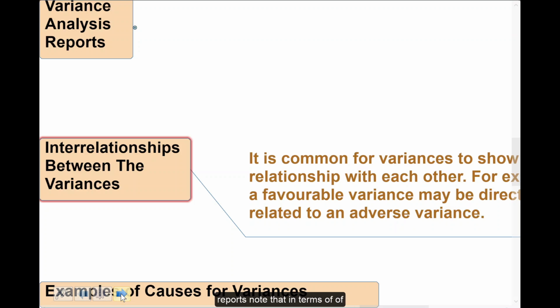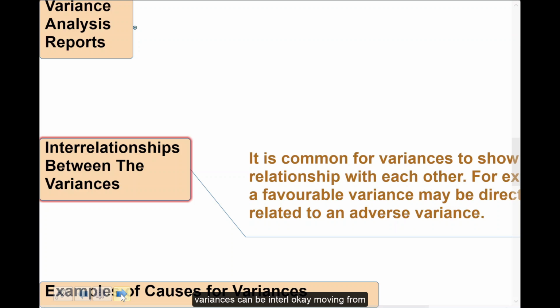Note that in terms of analysis, clearly there may well be a relationship between one variance and another variance. So, for example, a favorable variance may be directly related to an adverse variance. I'll give you an example here in relation to a material price variance, 1575 favorable, which as a percentage is 10.29. So let's say the favorable materials price variance of 1575 is directly related to an adverse material usage variance of 450. Let's say a cheaper type of plastic F was purchased in 2x5. So you can see how some variances can be interlinked.